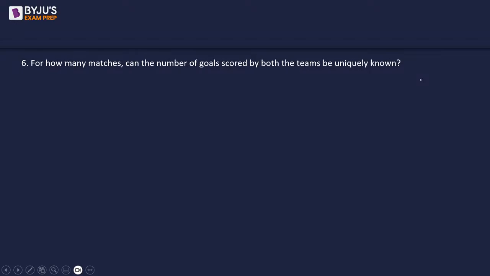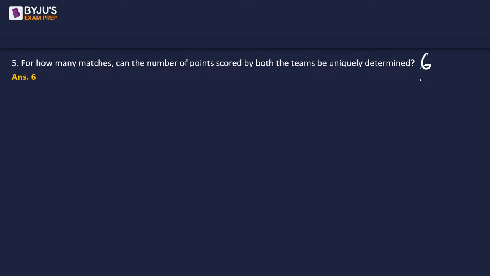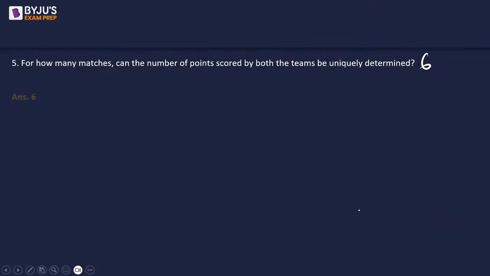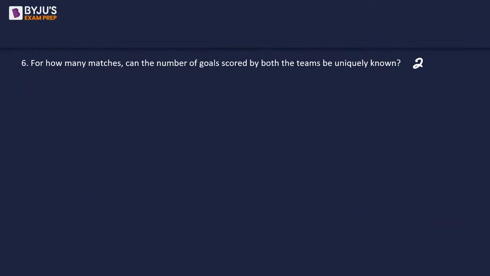ठीक है. Next, for how many matches can the number of goals scored by both the teams be uniquely known? So can we say ये वाला मैच जो है इटली वर्सेस फ्रांस, हमें दोनों टीम का पता है कितना कितना है, and this particular match which is between Italy and Spain, इसके बारे में हमें पता है कितना कितना है. The other possibilities is s plus d is equal to 4 and p plus d less than 5. We don't know what to put here, तो हम लोग कुछ नहीं कर पाएंगे, right? So can we say there are only 2 such मैचेस जिसका आउटकम और the number of goals from both the teams is known, दो ही है.